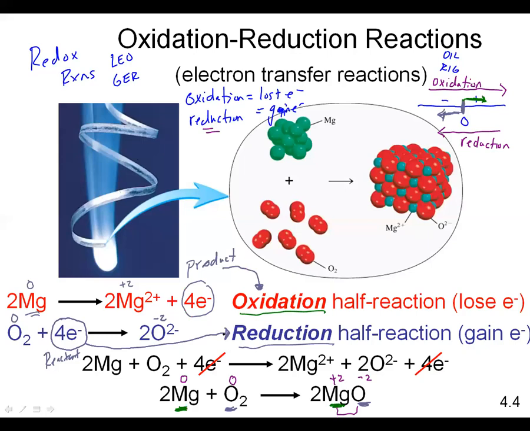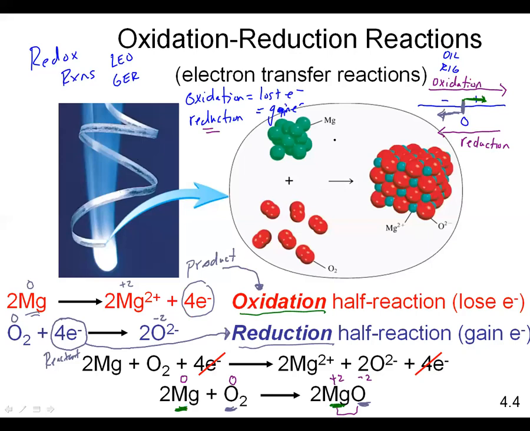The other thing that you'll also notice is if you do it correctly and balance it correctly, you should have the same number of electrons in both half reactions. Because in order for something to lose electrons, something has to gain those electrons. So the total number of electrons that is gained or lost is the same number. And that's why we have 4 electrons in each. Why do we have 4 electrons in each?